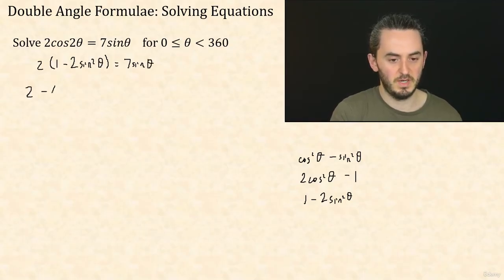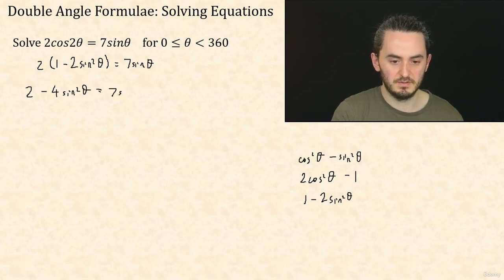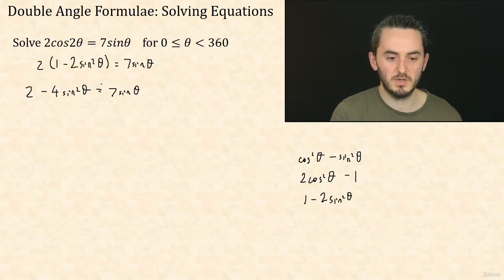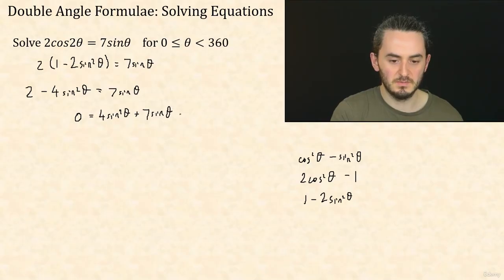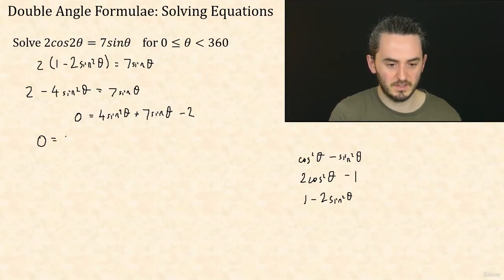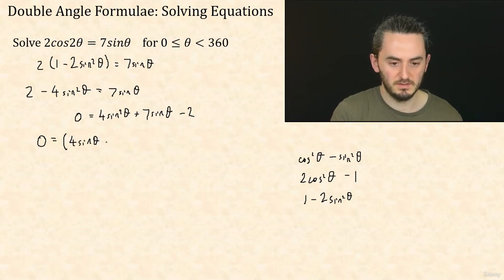Expanding, I get 2 minus 4 sine squared theta, and that's 7 sine theta. 2 minus 4 sine squared theta equals 7 sine theta. Getting everything on one side gives me 4 sine squared theta plus 7 sine theta minus 2, and that's all equal to 0. So let's try to solve this equation here. So this one factorizes, and that is 4 sine theta minus 1 and sine theta plus 2.